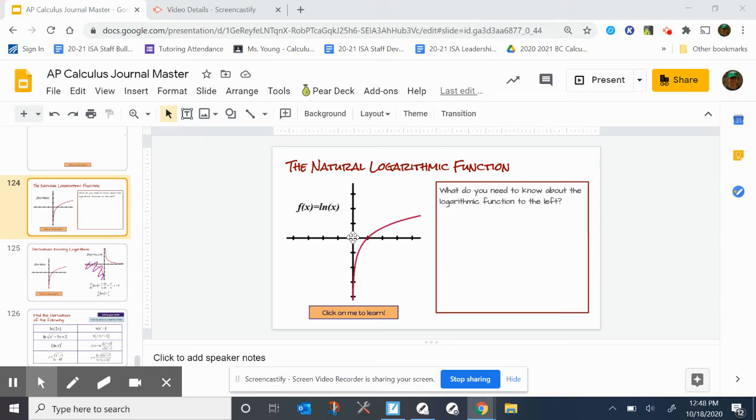So you should know that the point (0, 1) is on the exponential function. So the point (1, 0) is on the natural log function. The x's and y's all switch.